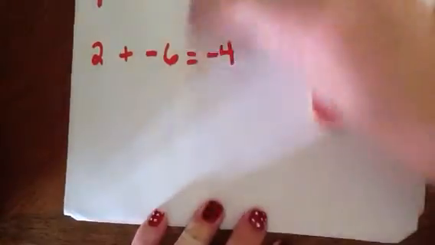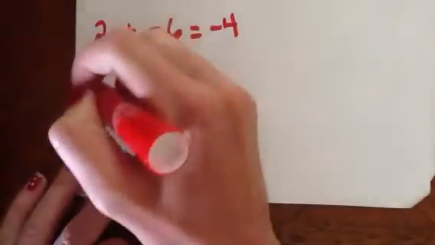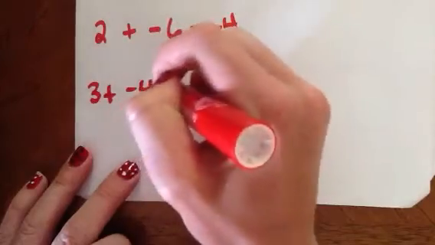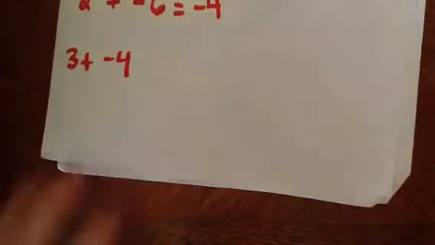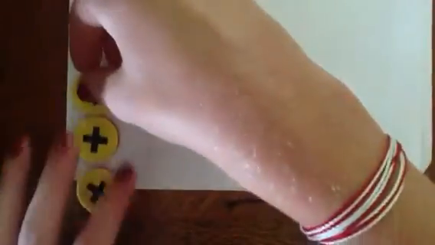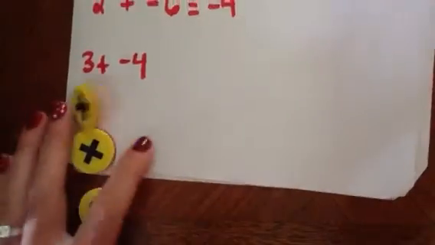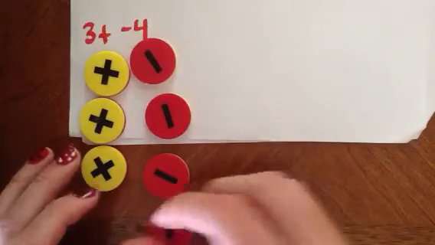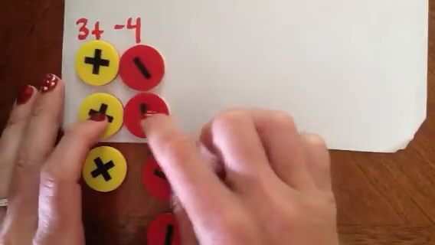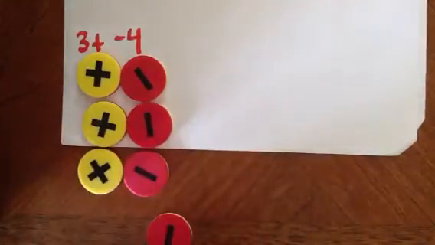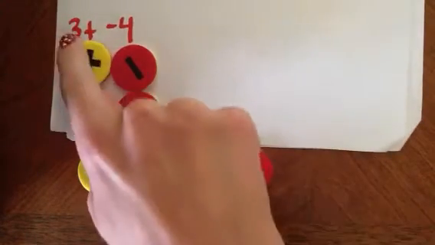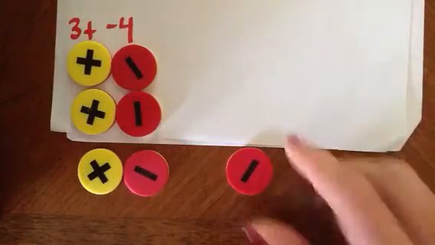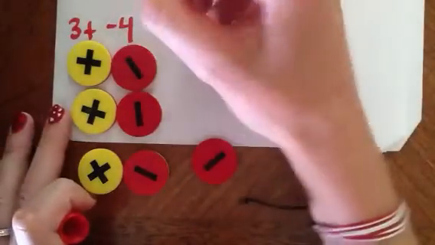Okay, let's try another one. How about 3 plus negative 4? Go ahead and represent. We have positive 3. We have negative 4. We have 1, 2, 3 zero pairs, and negative 1 left over. So 3 plus negative 4 gives me a total value of negative 1.